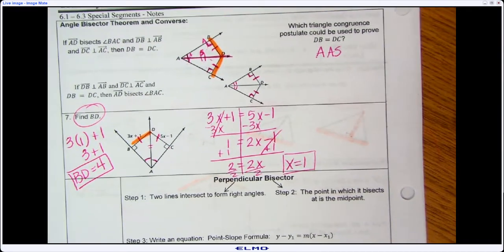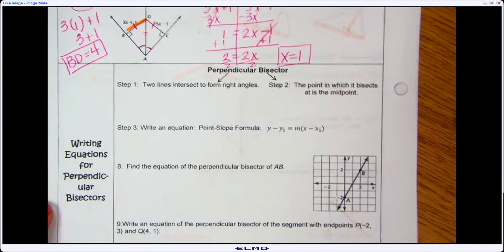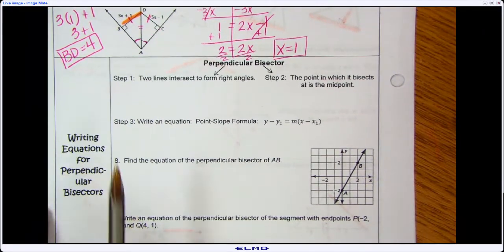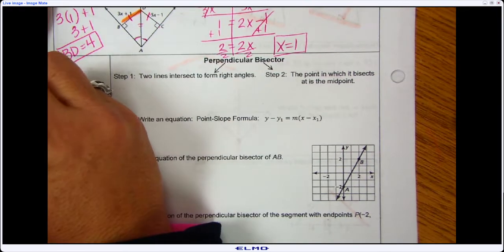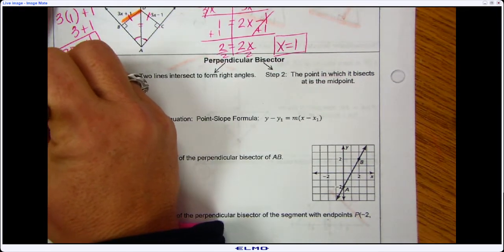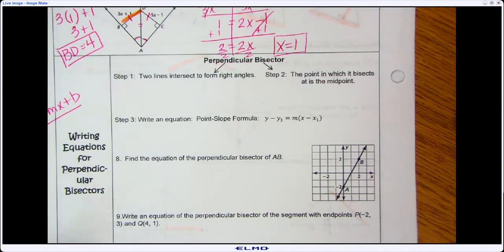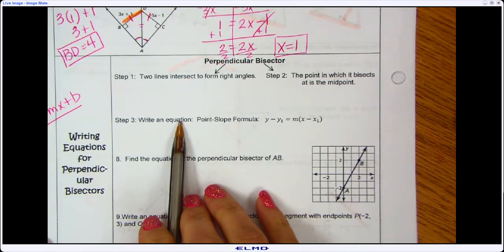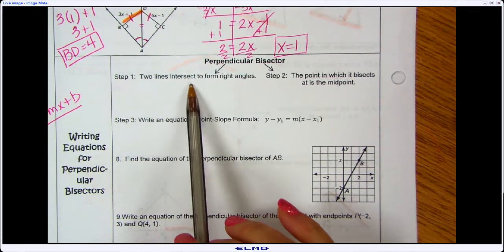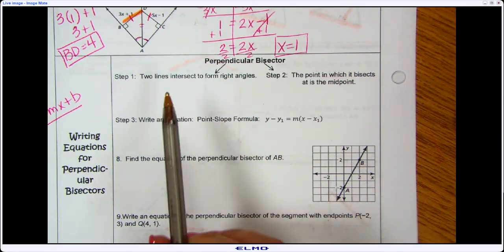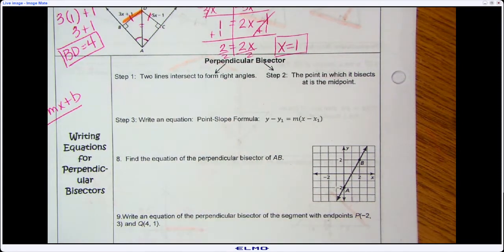All right, now this last part. What we're going to do is write equations for perpendicular bisectors. So you're going to have to write an equation. I'm going to need a y equals mx plus b kind of thing going on here. All right, so if you'll follow the steps, there are only 3 things that you have to do to write a perpendicular bisector. The first thing: 2 lines intersect to form right angles. So if 2 lines intersect to form right angles, then that means you need their slope. Okay, so slopes are opposite reciprocals.